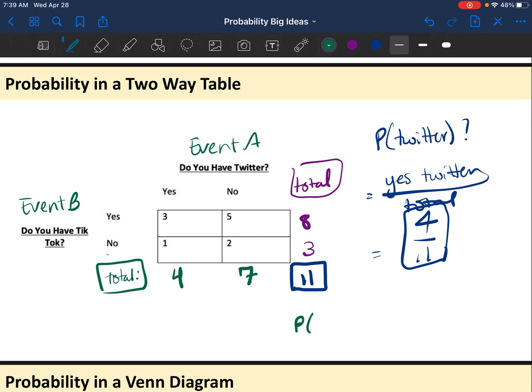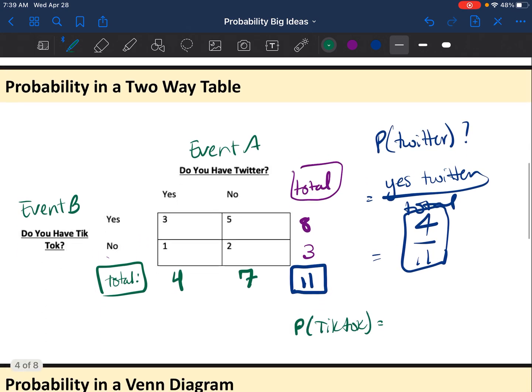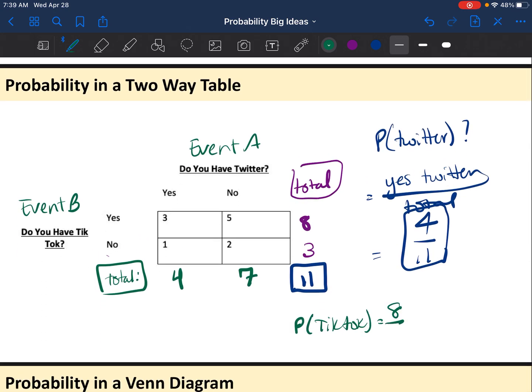So what is the probability of having TikTok? Same thing, we're going to look to see how many yeses I have for TikTok. So 8. And how many there are altogether. 11. So in this class, it is more likely that students have TikTok than Twitter because the probability is higher.